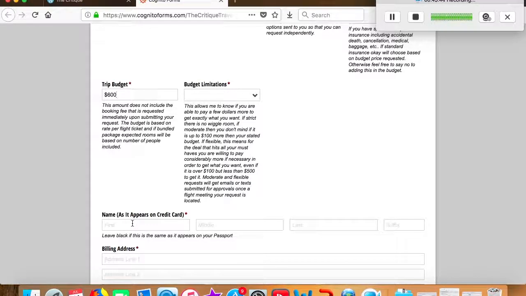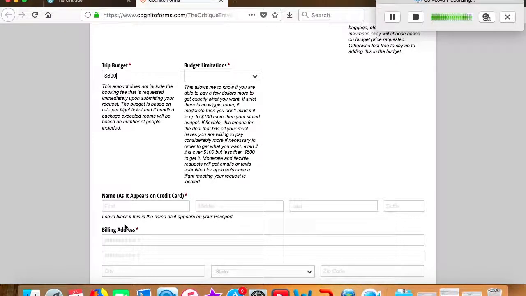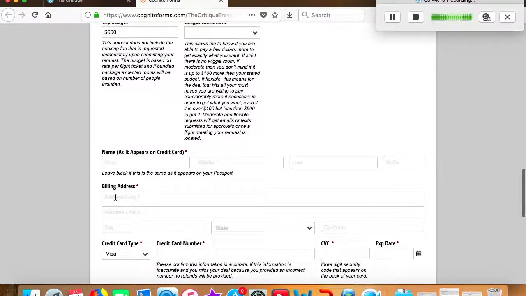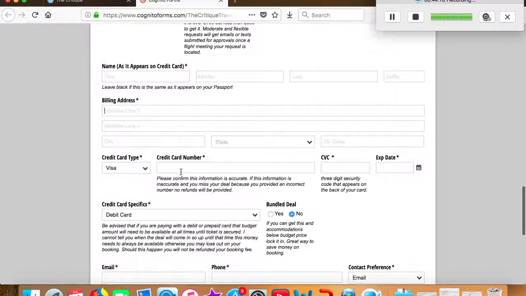Okay, so now we're down here at the name as it appears on your credit card. This is not like it is on your passport. This is so that I can have the information necessary to buy your ticket. So all of your credit card information has to be here. If your middle name is just the initial on your credit card, that's what you put here. Billing address needs to be whatever your billing address is for the credit card that you use. Credit card type, card number, the CVC code, which is the code on the back of your credit card, and expiration date.